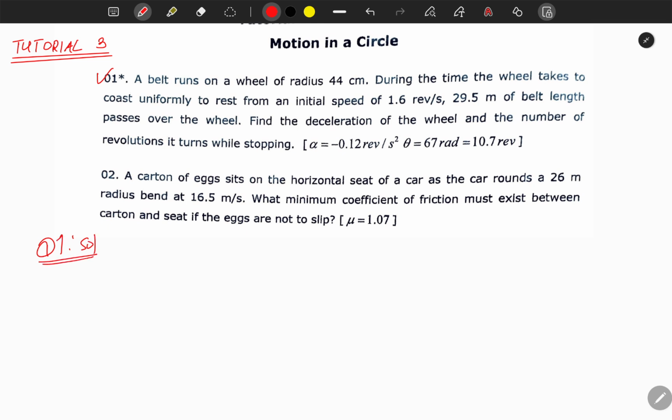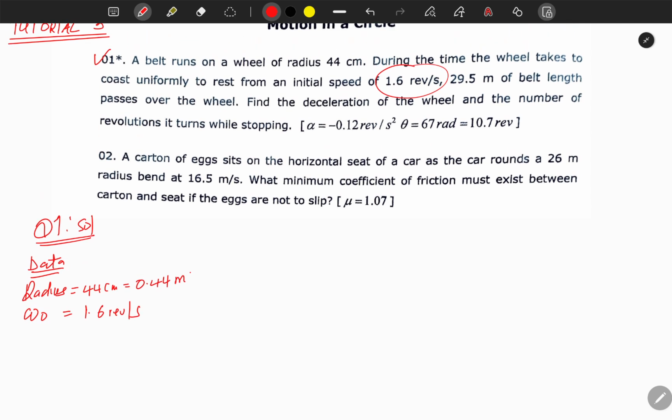All right, let's look at the data that we have. We have a radius of the wheel, which is 44 centimeters, which is the same as 0.44 meters. We have the angular speed. The initial one is 1.6 revolutions per second. We also have the length of the belt. We call it S, equal to 29.5 meters. This is what we have.